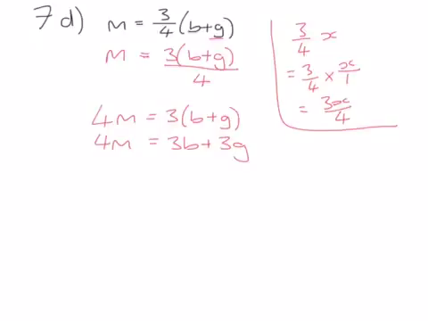Okay. Now the next thing we want to do is get that 3g on its own. So in order to get the 3g on its own, we have to move the 3b to the left hand side. So we'll have 4m minus 3b is equal to 3g. Then in order to get the final answer, we've got 3g, we want 1g, so g is just going to be 4m minus 3b all over 3. There's our answer for g. G is now the subject of that formula.